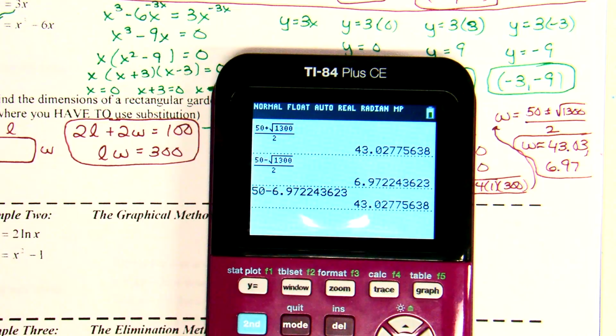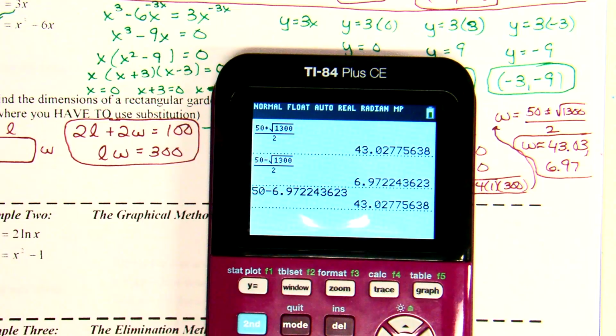Okay, example 2. y equals 2 ln x and y equals x squared minus 1. Substitution or elimination going to work on this one? Well, algebra fails us because you have 2 ln x. I mean, you throw that in with an x squared minus 1. Are we going to have a good way to solve this? No.